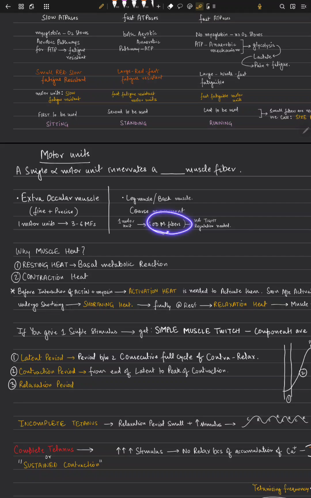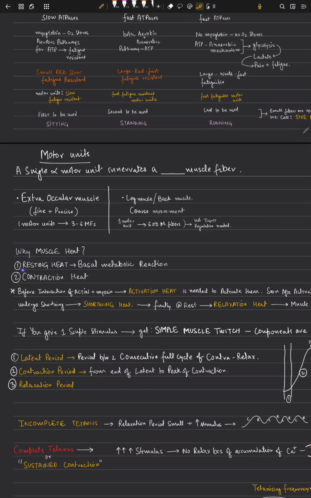fibers as well. And this is not tightly regulated, because to be tightly regulated, we need to innervate 3 to 6 muscle fibers per motor unit. But here it's coarse movement, so 600 muscle fibers. Extraocular movement, the movement of an eyeball, one motor unit, 3 to 6 muscle fibers. Cool. Why do muscles heat?